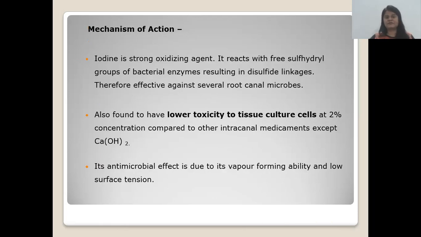Mechanism of action: iodine is a strong oxidizing agent. It reacts with the free sulfhydryl groups of bacterial enzymes, resulting in disulfide linkages, therefore it is effective against several root canal microorganisms. It was also found to have low toxicity to tissue culture cells at 2% concentration compared to other intracanal medicaments except calcium hydroxide. Its antimicrobial effect is due to its vapor forming ability and low surface tension.